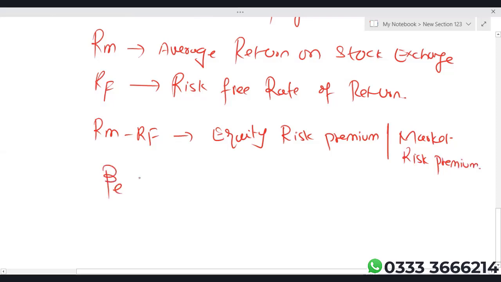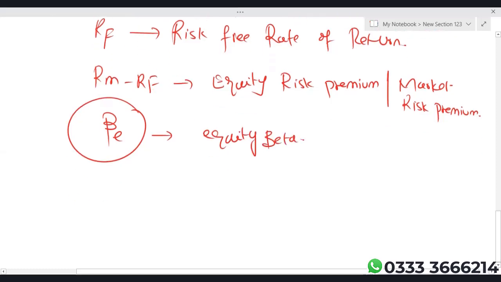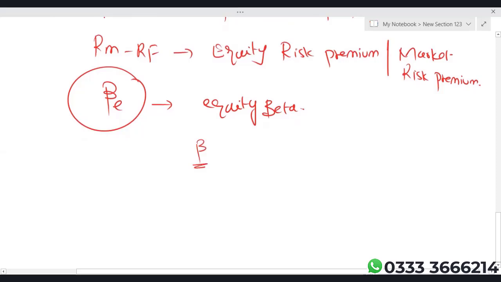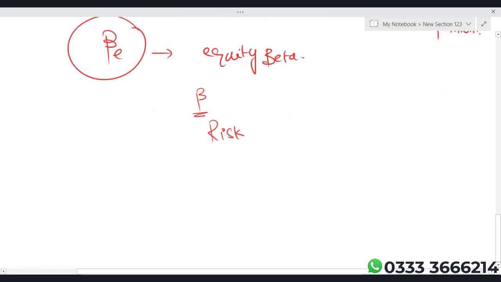Okay. This is equity beta. Before developing the understanding of equity beta, you need to know only beta. Beta is a measure of risk. What beta does is measure risk.